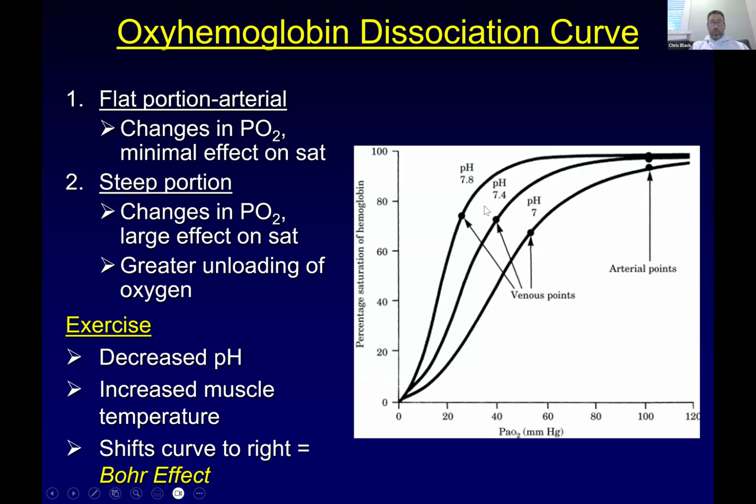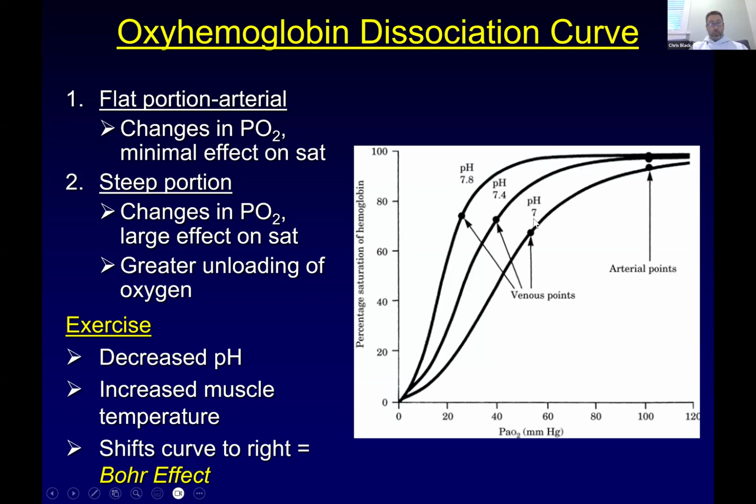A cool thing that happens is something called the Bohr effect. When we exercise and pH begins to fall in muscles and in the blood, and due to increased muscle temperature, this entire curve begins to shift to the right.